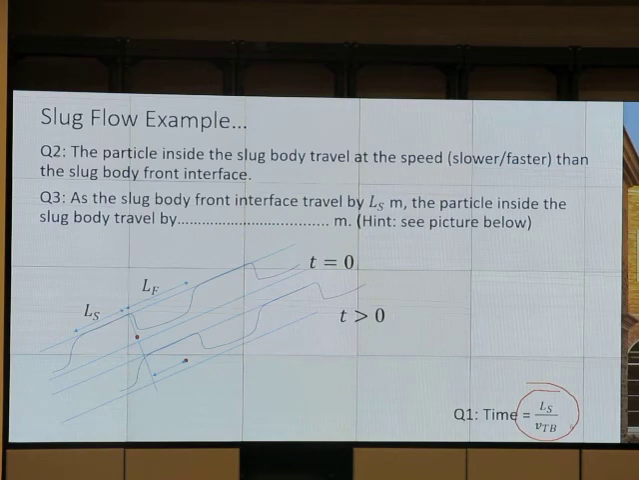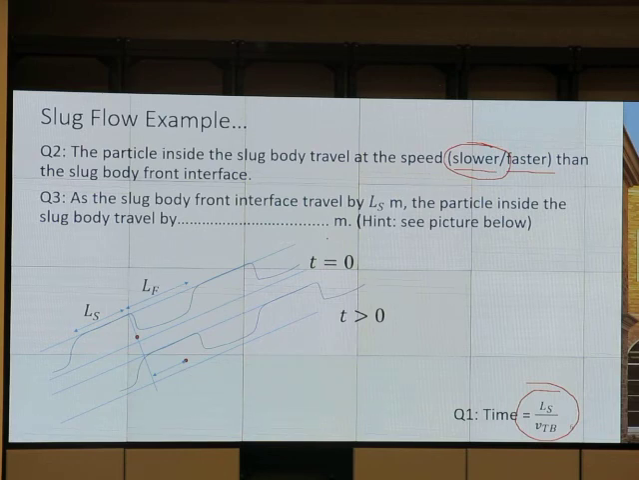Second question. The particle inside the slug body travels at a speed faster or slower than the slug body front interface? Slower. Okay. The slug body front interface travels by LS. The particle inside the slug body travels by how many meters? It has to be less than LS. But how much? So the front moved by LS will take how much time? LS over VTB, right? LS over VTB seconds. That same amount of time will be utilized by the solid particle.